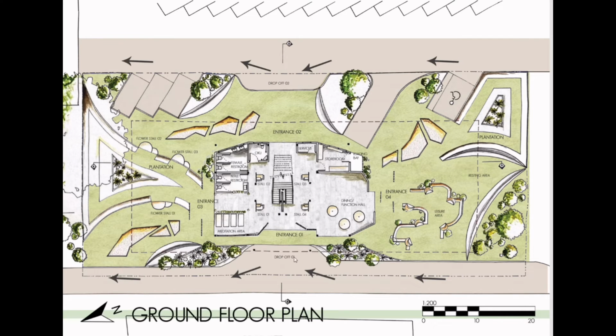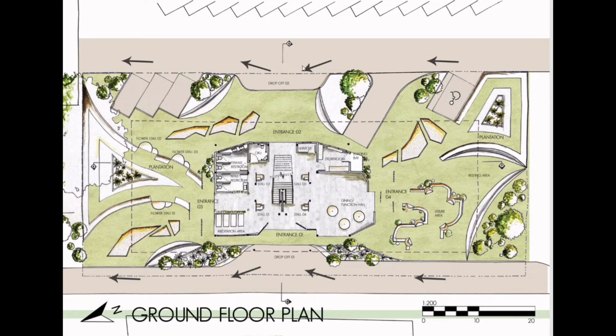This is the ground floor plan. I'll start off with the entrances. There's entrance 1, entrance 2, entrance 3, and entrance 4. Entrance 1 is from drop-off 1 or from the market. Once you step into entrance 1, you will see the stalls of the dry goods vendors. On the left is the meditation area, and on the right is the function hall and dining area, where the table is transformable. I'll show you after this.